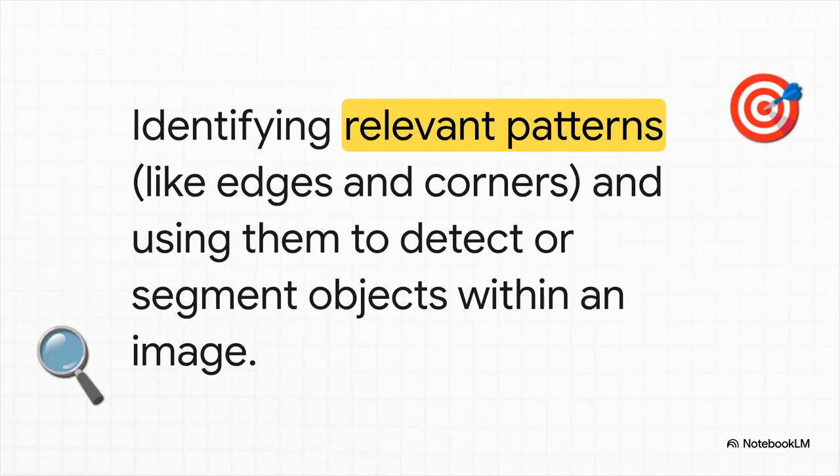Okay, now we get to the really clever stuff. In stage 3, feature extraction, the machine starts looking for basic patterns, things like edges, corners, and different textures. Then, in stage 4, detection, it uses those patterns to actually find and separate out whole objects in the image.